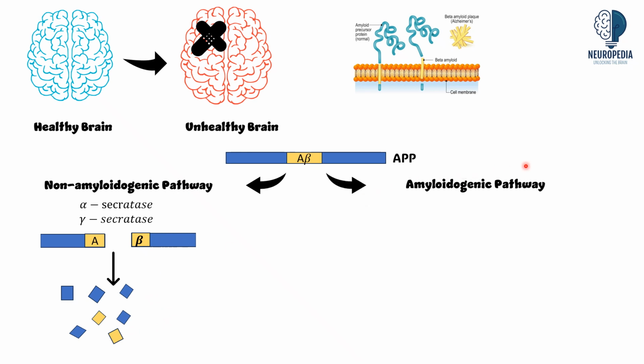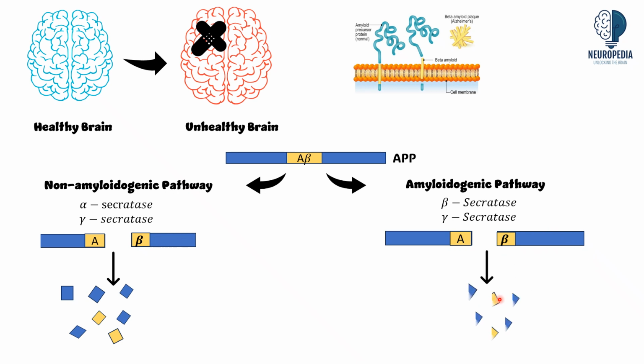In the amyloidogenic pathway, this is the pathway that produces the amyloid beta. In this pathway, beta secretase and gamma secretase are the two enzymes that sequentially cleave this APP protein into fragments, resulting in the production of amyloid beta monomers. These are proteins that are made up of 36 to 43 amino acids.